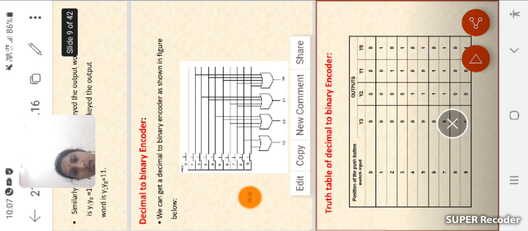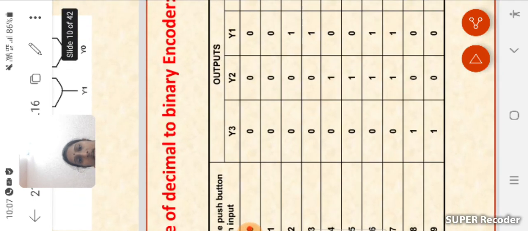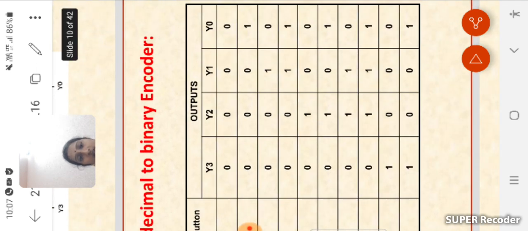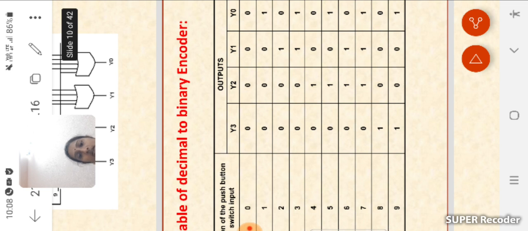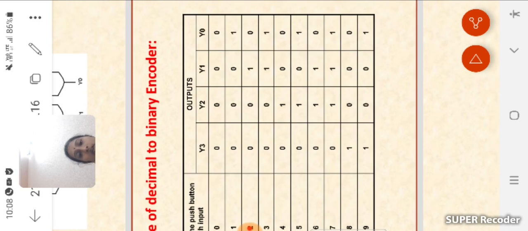Okay, this is the truth table. Once see the truth table. Already I explained: by pressing switch 0 we are getting 0 0 0 0, by pressing switch 1 we are getting 0 0 0 1, pressing switch 2 we are getting 0 0 1 0, pressing switch 3 we are getting 0 0 1 1, while pressing 4 we are getting 0 1 0 0, and by pressing switch 5 we are getting 0 1 0 1.